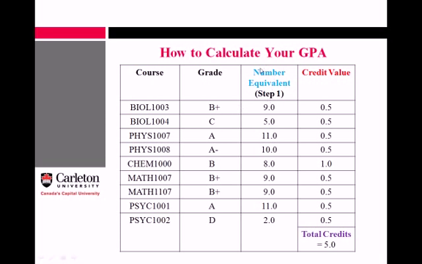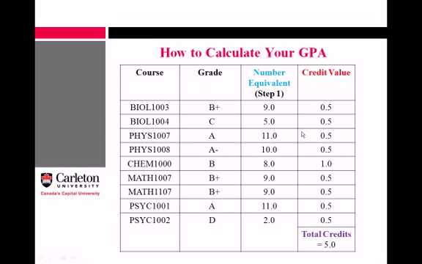And this column represents the number equivalents of these grades. So step 1. So B plus from the table that I showed you in step 1 is equal to a 9.0. A C is equal to a 5.0, A is 11.0, and so on in accordance with the table that I showed you in step 1.